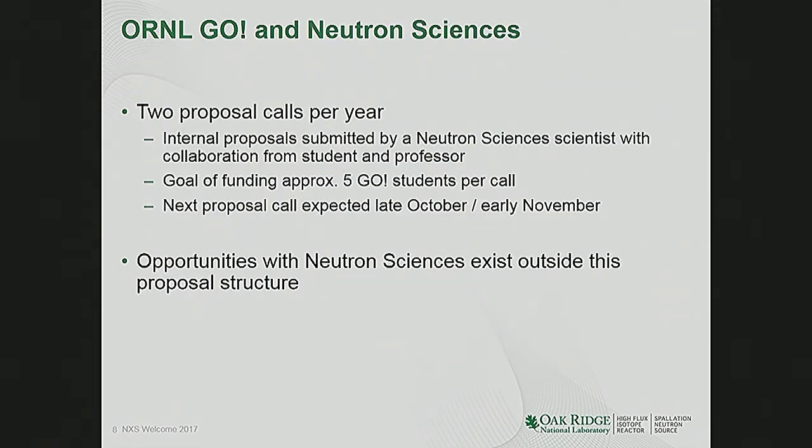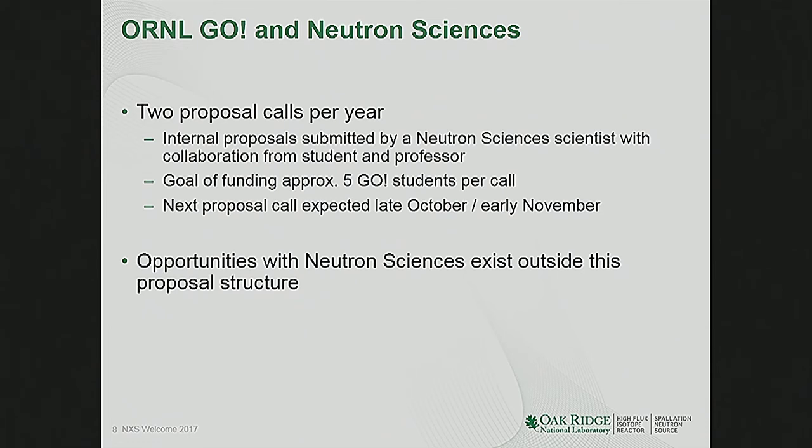So within Neutron Sciences specifically, the directorate has decided to organize the majority of the GO students that are funded to come to Neutron Sciences into a proposal call process that happens biannually. These are internal proposals that actually get submitted by staff scientists here, so this is not something that you have the responsibility of applying for directly, but it requires a lot of collaboration and support both from you and your supervisor. It varies, but there's a rough goal of hoping to be able to support around 5 students each proposal call.